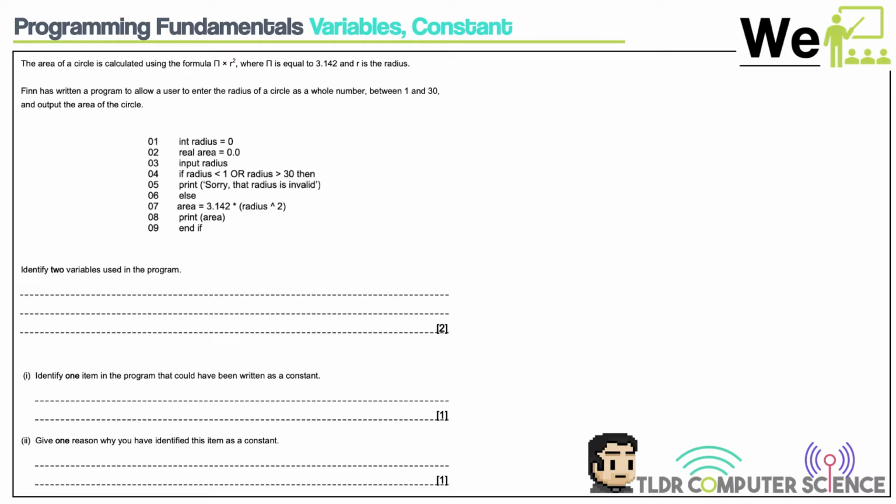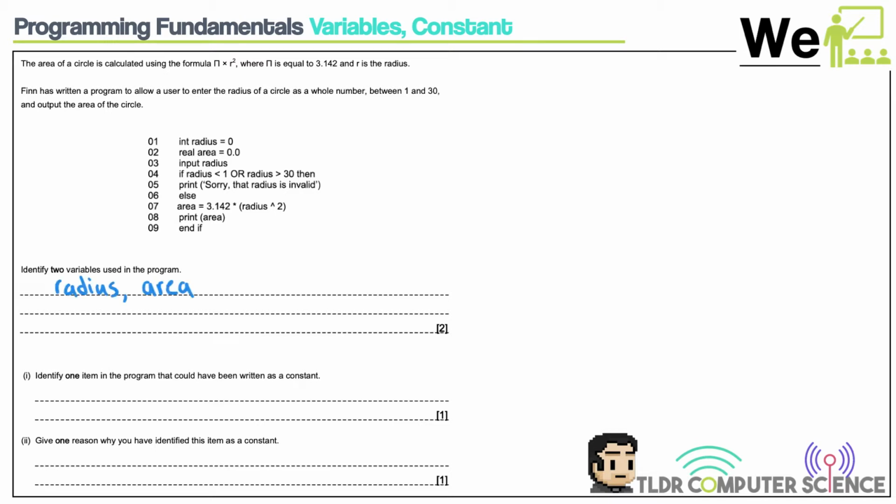So let's have a quick look through and first of all explore the variables. Variables, as we just discussed, are things that change. Now in here we can see that radius is initially set to the value of 0, and the area is set to the value of 0.0 because it's a real number. Later on we can see that somebody then inputs a radius, and that could be any number, hopefully between 1 and 30, but you can imagine it's not going to be 0, so radius is certainly one of the variables because it changes. The area is then calculated based on the radius, so the area is going to change to whatever the calculation was. So the 2 variables we can identify are radius and area.